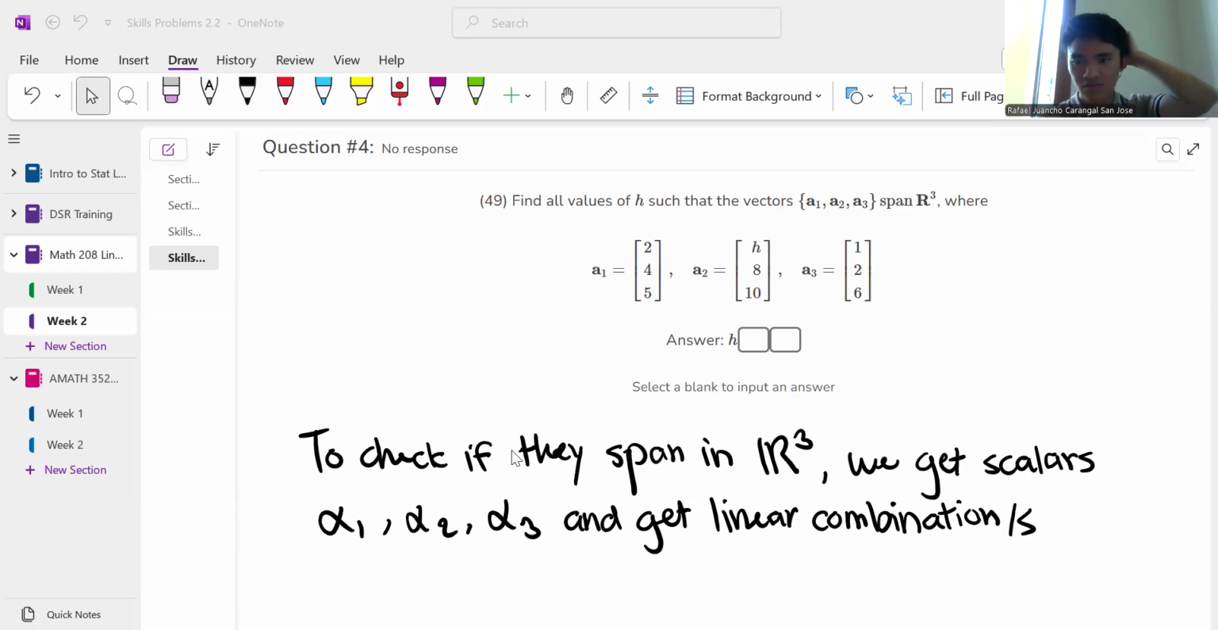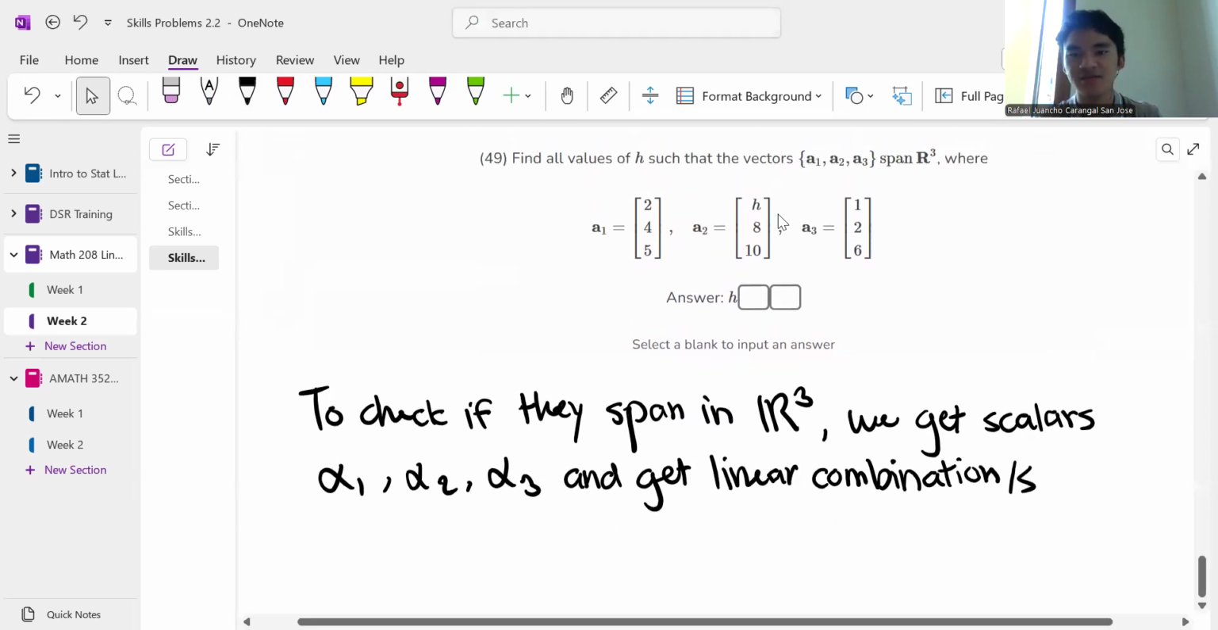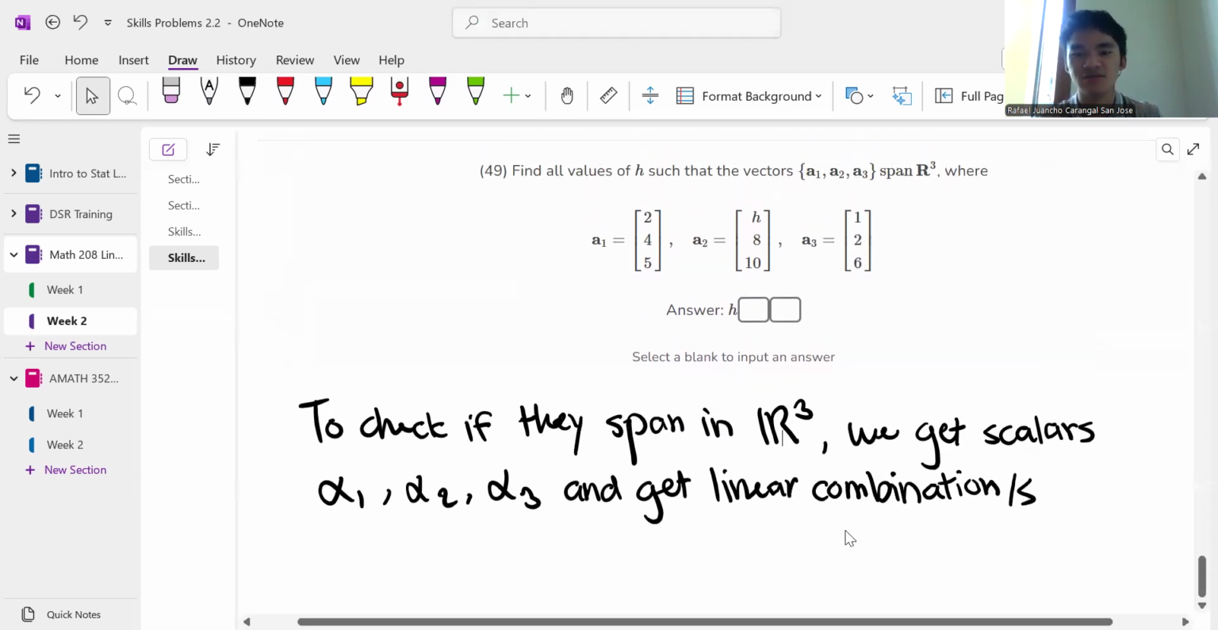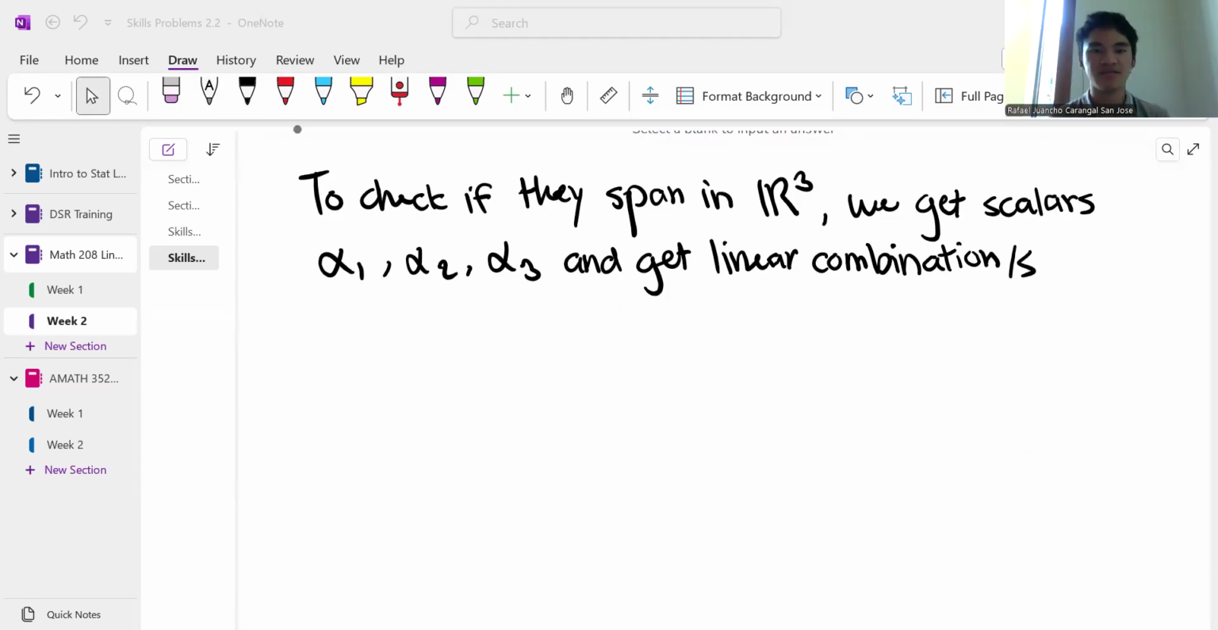Let's see. Okay, so it's definitely going to tell us what it is. Okay, saying H should not be 4. But let's try to solve that, shall we? Let's get the linear combinations of these guys.